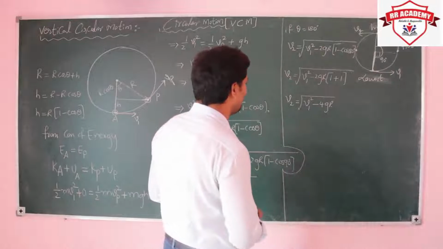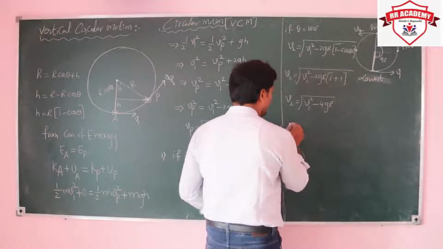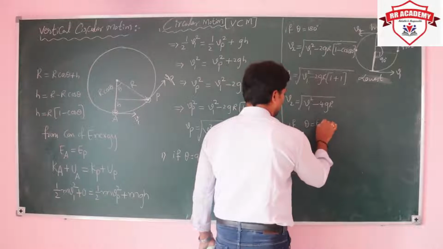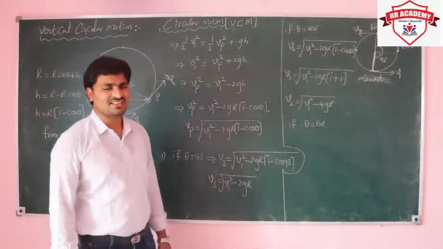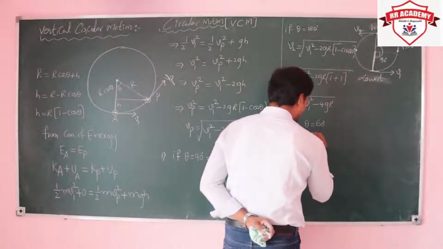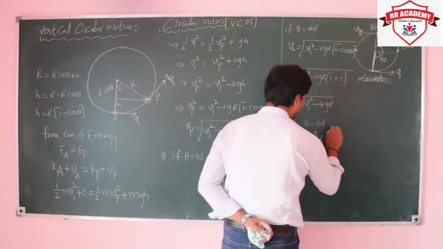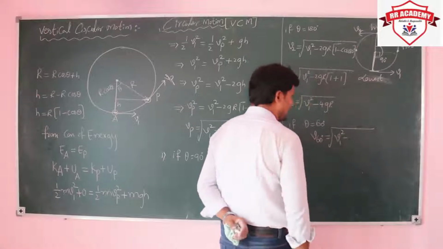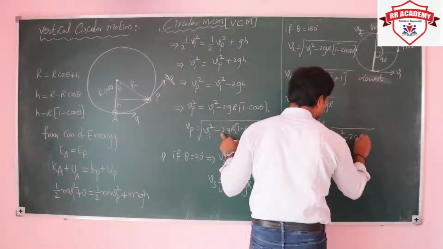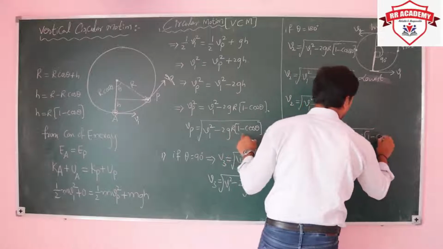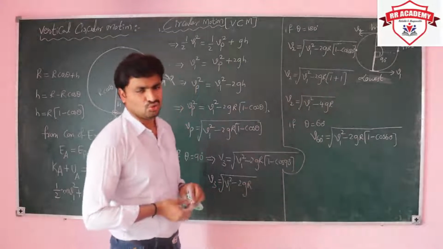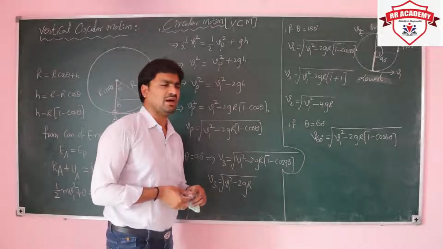Then what is the velocity at any angle? If you want to calculate the velocity at 60 degrees, the velocity v theta at 60 degrees, simply substitute the value. See here, substituting 60, the velocity at 60 degrees is equal to under root v1 square minus, here what is the formula we have, 2gr of 1 minus cos 60. Cos 60 value is 1 by 2. 1 minus 1 by 2 means 1 by 2.